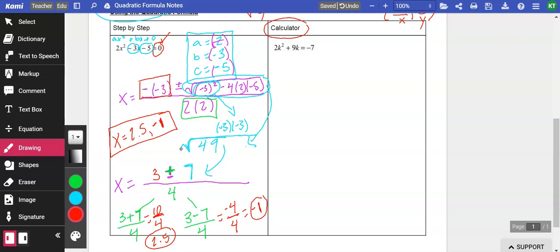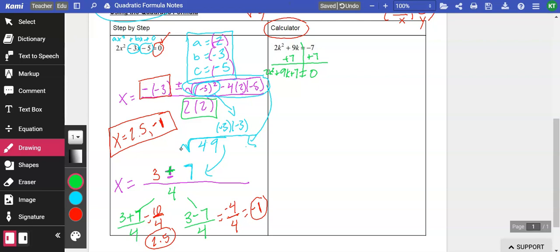All right, so now let's go through the calculator example. We have 2k squared plus 9k equals negative 7. We first need to check to see if this is equal to 0. It's not equal to 0, so we need to manipulate our equation to make this equal 0. For negative 7 to become 0, we would just need to add 7. We add 7 to the right, we need to add 7 to the left. So we get the equation 2k squared plus 9k plus 7.